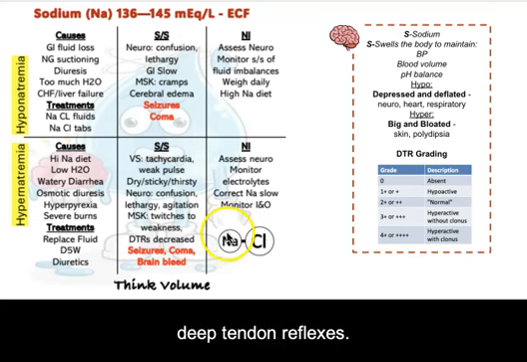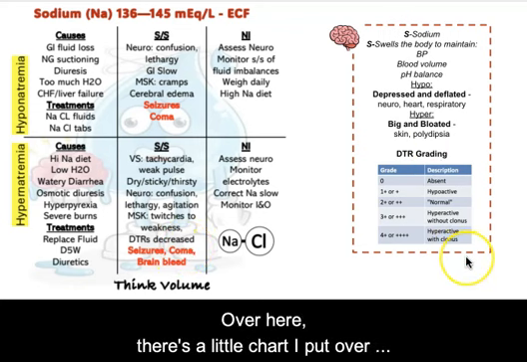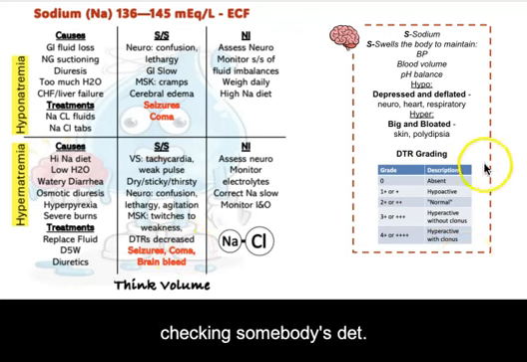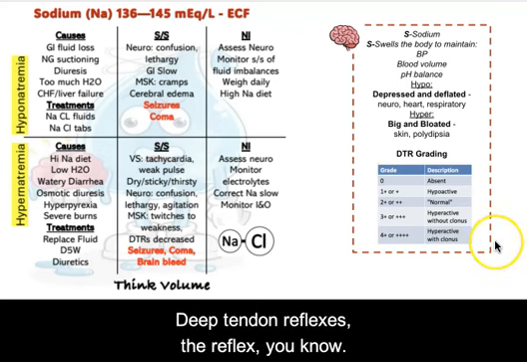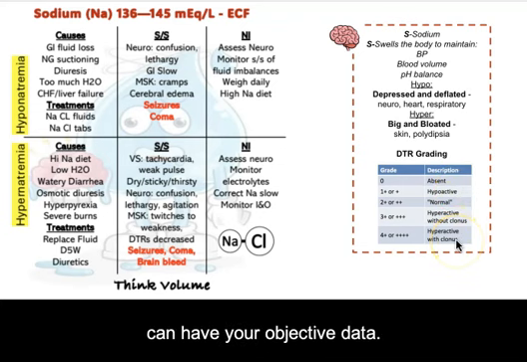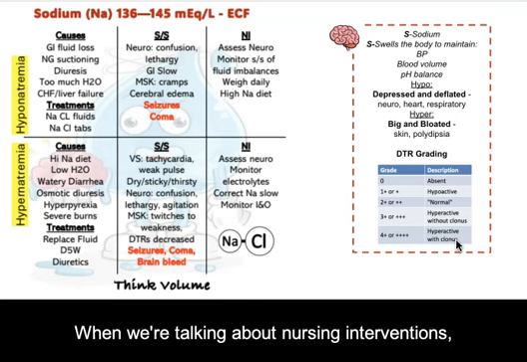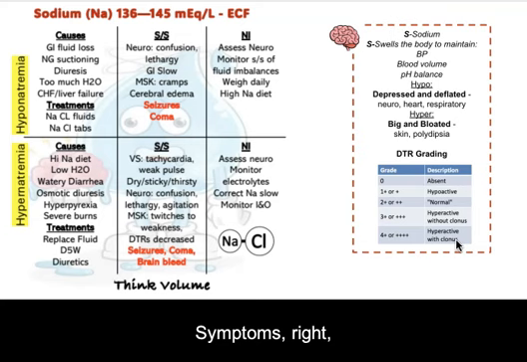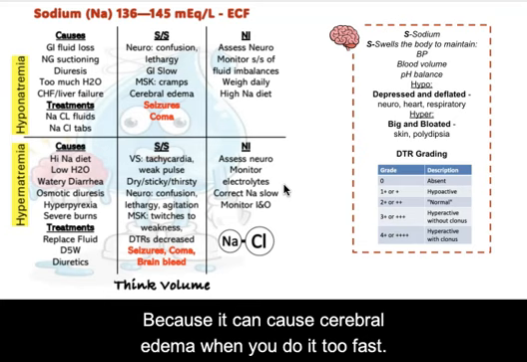Their deep tendon reflexes. Over here, there's a little chart I put where you can see how to check somebody's deep tendon reflexes, so you can have your objective data. Severe side effects would be seizures, coma, and a brain bleed. What nursing interventions? When we're talking about nursing interventions, always look at the signs and symptoms, right? Because they're related to that. You want to assess their neuro and monitor the electrolytes, and correct the sodium slowly, right? Because it can cause cerebral edema when you do it too fast.